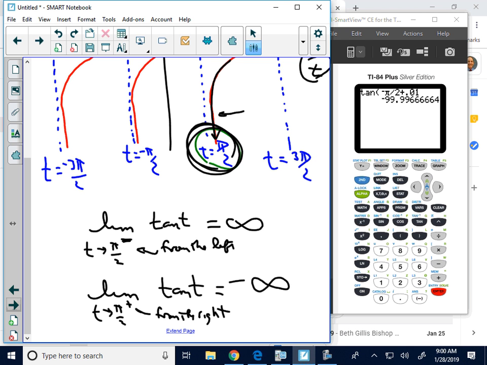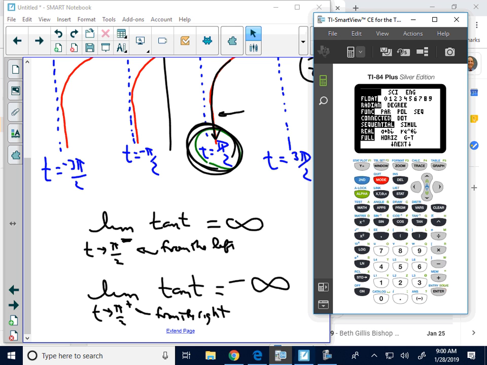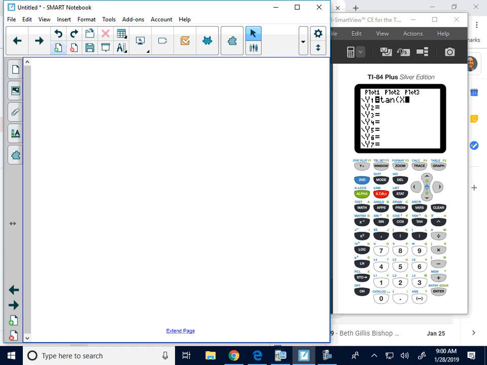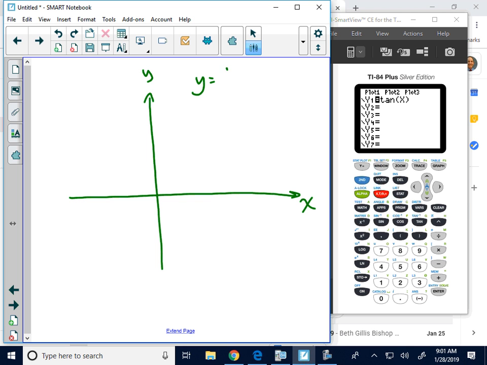Okay, now it's time to go to the calculator. I'm going to make sure I'm back in radian mode, and I'm just going to graph, if you can graph this with me, the tangent of x. Because we're in function mode, the independent variable is always called x. You can think angle, theta, t, whatever you want. But on the calculator, this is called the x-axis, this is called the y-axis, and we're graphing y as the tangent of x.